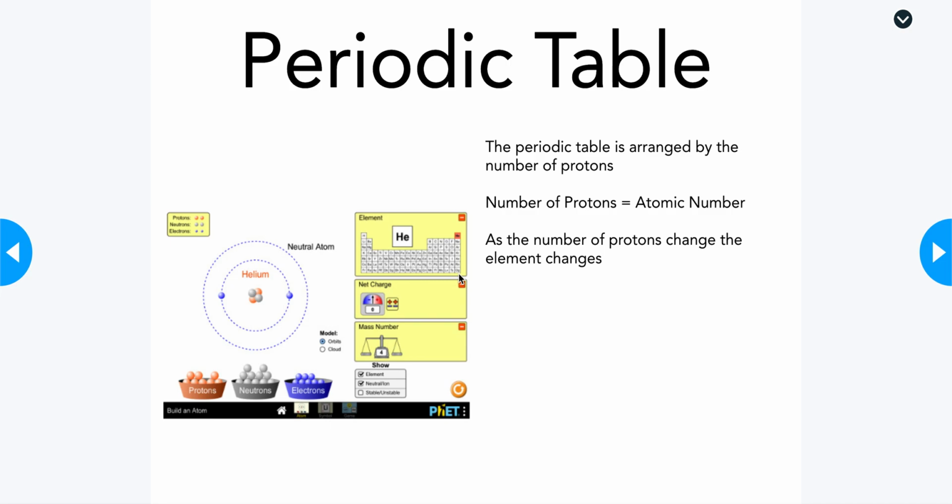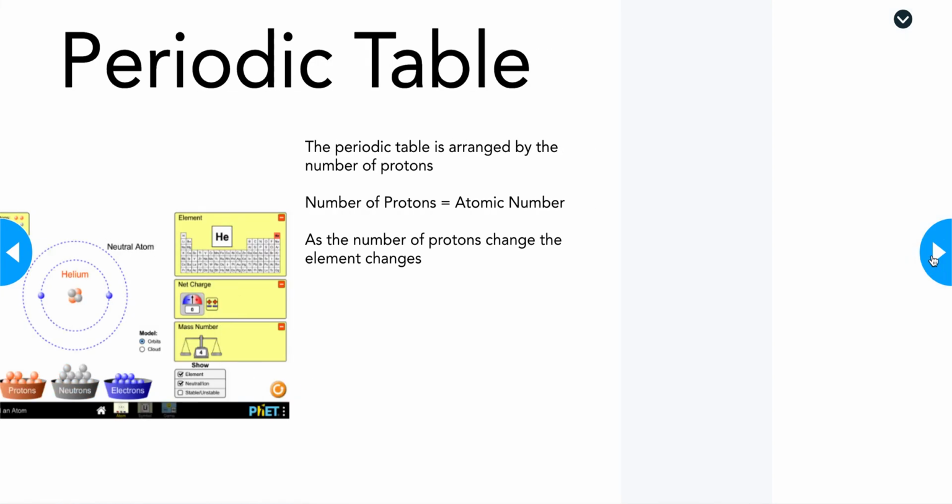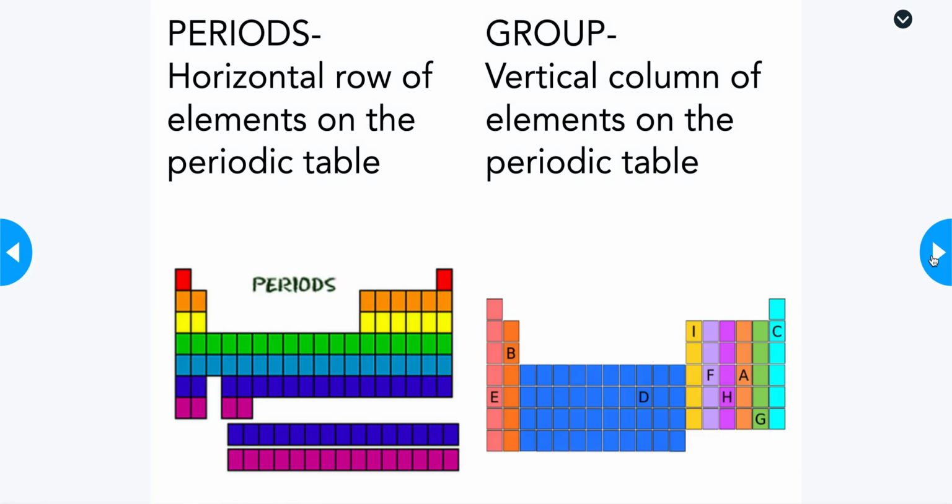But yeah, each time you add a proton to an atom, it moves it one up the periodic table. So the number of protons equals the atomic number, and the atomic number is where it gets placed on the periodic table. So as the number of protons changes, the element changes. All right, so that's our overall organizing structure: the atoms are laid out in increasing atomic number.